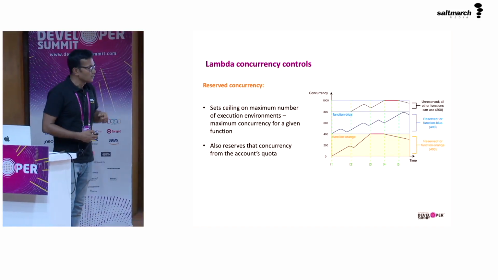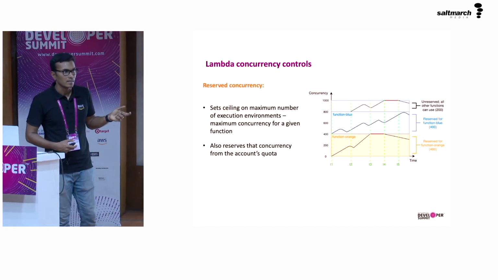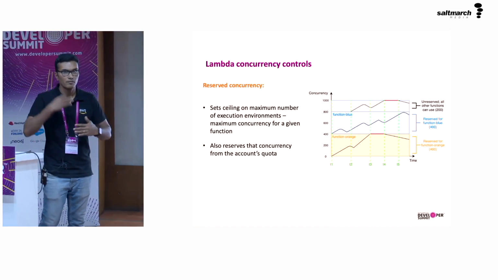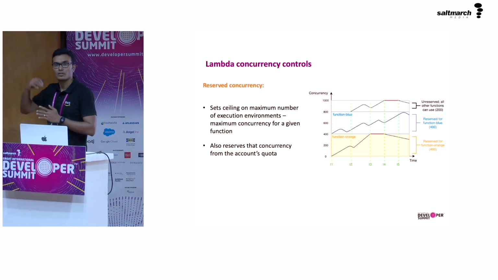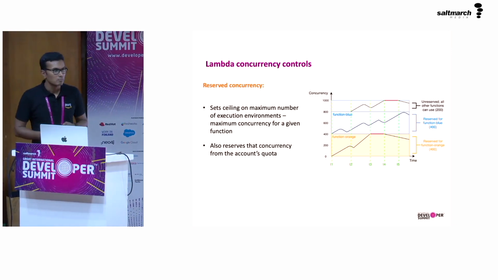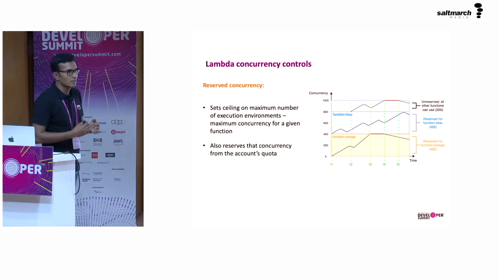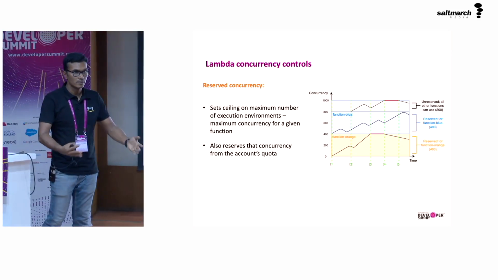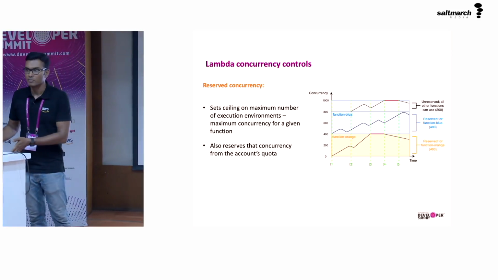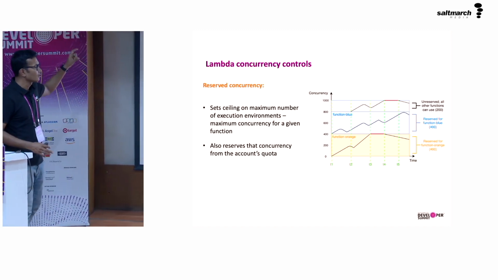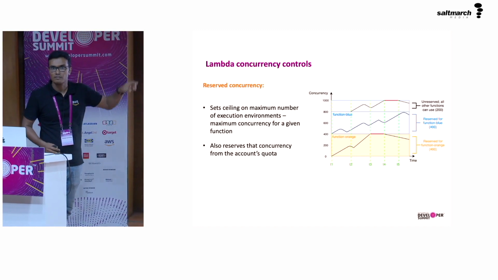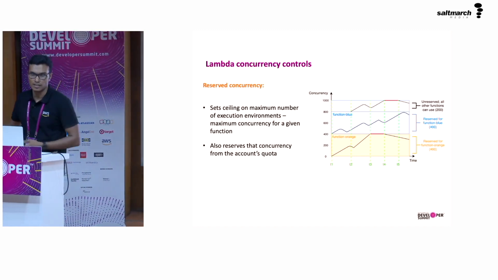On the other hand, the flip side of this is the reserved concurrency, right? Instead of the minimum, what if you want to have a cap, right? At any given point, my Lambda function should not go beyond this particular number. A use case might be that your Lambda function is sending a message to an SMS system, which can only take 10 requests per second, and you don't want to overwhelm that downstream system, right? At this point, you can actually set a reserved concurrency on that function so that it doesn't go beyond that.